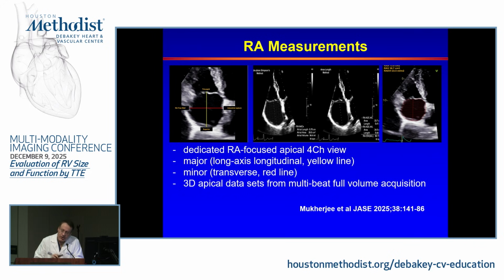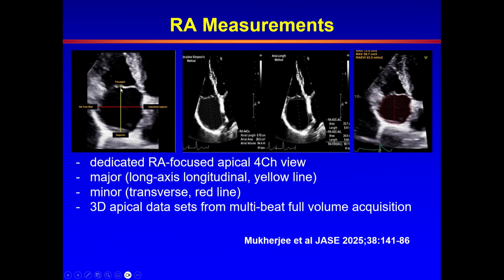So now let us shift gears and talk about RA measurements. We want the RA-focused view. We talked about how to acquire it. You can measure the long axis from the middle of the tricuspid annular plane all the way to the roof of the right atrium. And then we can measure the septal to lateral from the mid interatrial septum to the mid-RA free wall. This should not exceed 52, 53 millimeters. This should not exceed 42 millimeters.